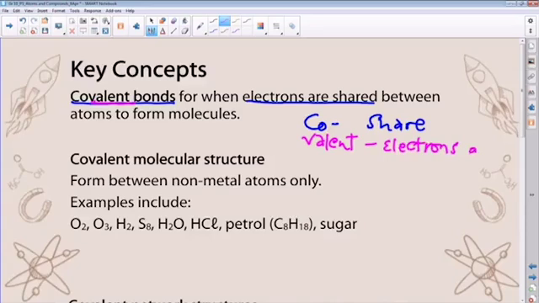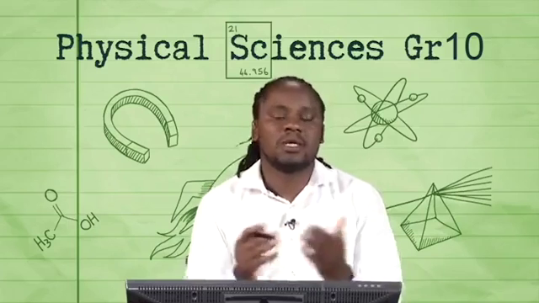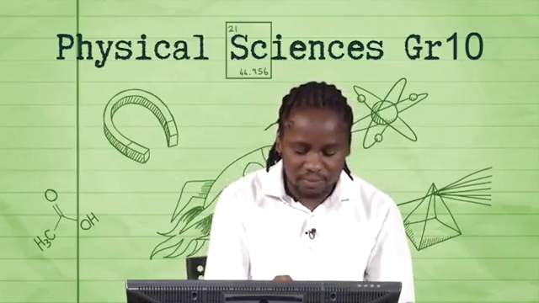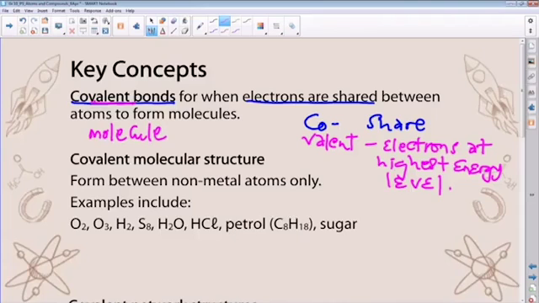Electrons at the highest energy level, which we refer to as the orbitals, right? So, in other words, covalent means sharing of electrons at the highest energy level. But these are particularly between atoms. It can be atoms of the same kind. So, in other words, we've got molecules, right? Molecules are formed as a result of covalent bonding.